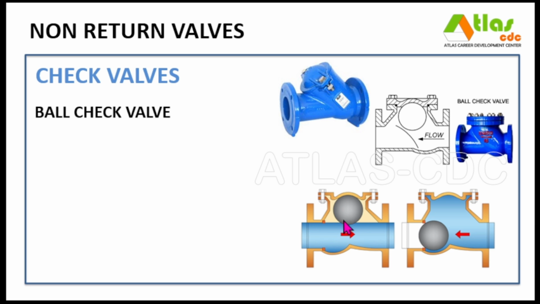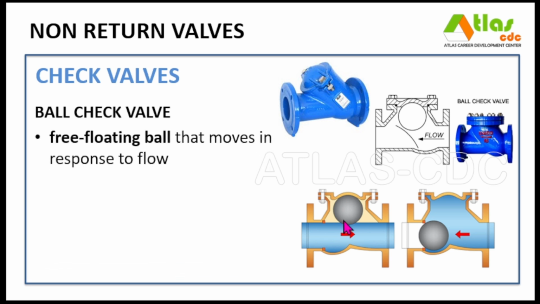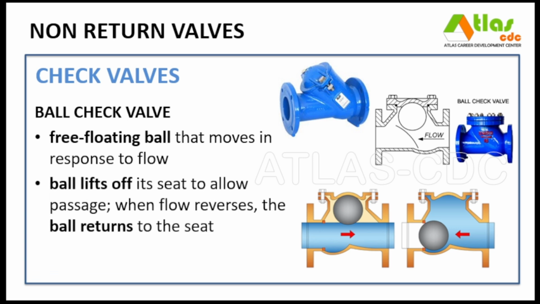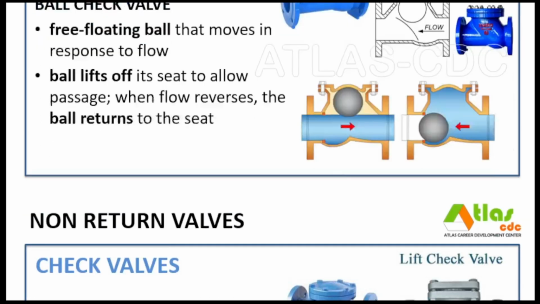A ball check valve operates using a free-floating ball that moves in response to flow. When fluid flows forward, the ball lifts off its seat to allow passage. When flow reverses, the ball returns to the seat, blocking backflow. Its function is to act as a non-return valve, allowing flow in only one direction.